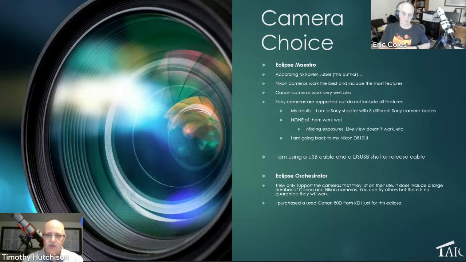I used to be a Nikon shooter, so I went back to an older Nikon, and it works fine. I'm using my D810, and everything there works great. I'm using both a USB cable and a DSUSB shutter release cable. If you're not familiar with them, go look up Shoestring Astronomy for those shutter release cables. It's probably too late to get one for the Eclipse if you don't have it, but it is a help. Now, I will tell you that my D810 worked just fine in my testing without the DSUSB cable, and it did everything through the USB, but I'm putting it on just to be safe.